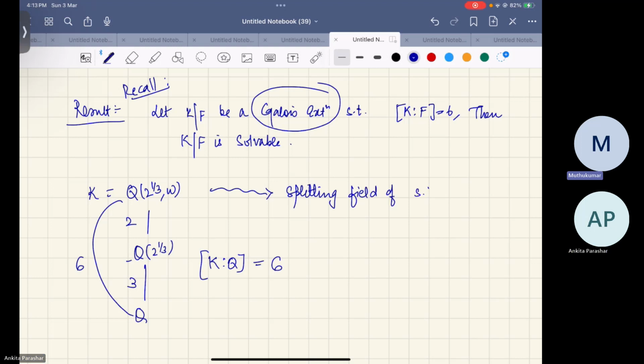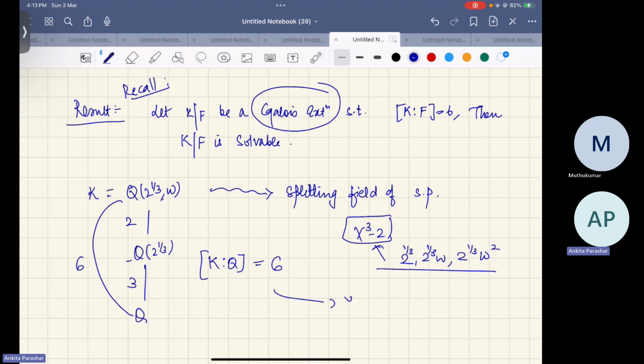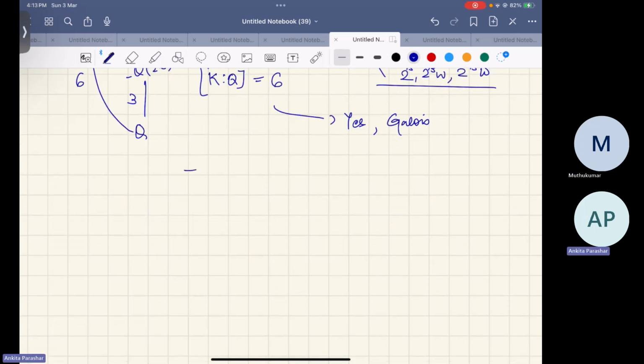So x cube minus 2 is the polynomial. It has roots 2^(1/3) and 2^(1/3) omega, and therefore it is a splitting field for this polynomial, and this is separable also. Therefore, it is Galois, and directly you can say that this extension is separable.